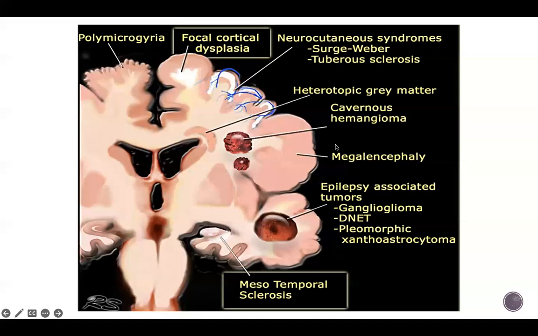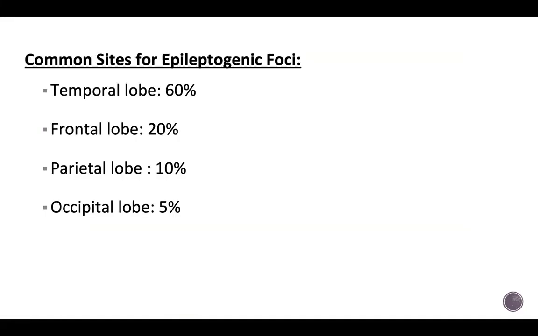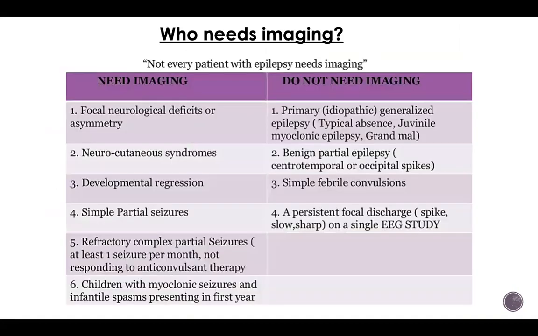So this is a diagrammatic representation of the foci that would cause epilepsy, as I will come into detail about the MRI features of these conditions. The most common site for epileptogenic foci is the temporal lobe, seen in about 60% of cases, frontal lobe in 20%, parietal lobe in 10%, and occipital lobe in 5%.